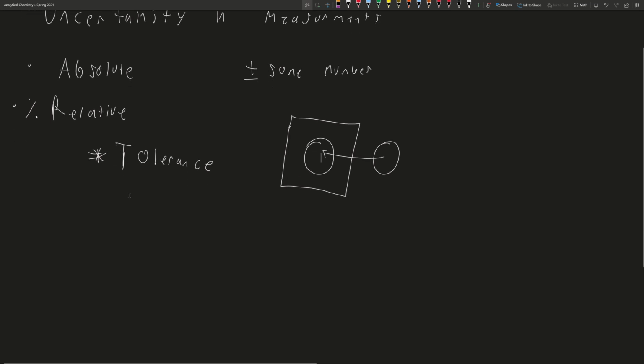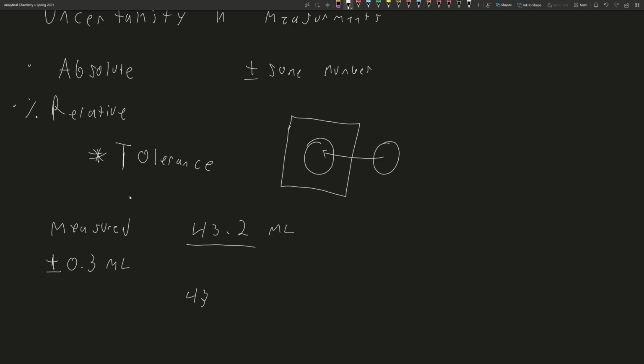So let's say you measured 43.2 milliliters, but let's say that the instrument's uncertainty was plus or minus 0.3 milliliters. What does this mean? That means that you did not actually measure 43.2. You can't say that with utmost certainty. What you actually measured is some value that is plus or minus 0.3.